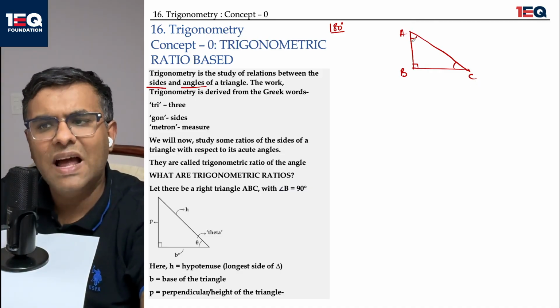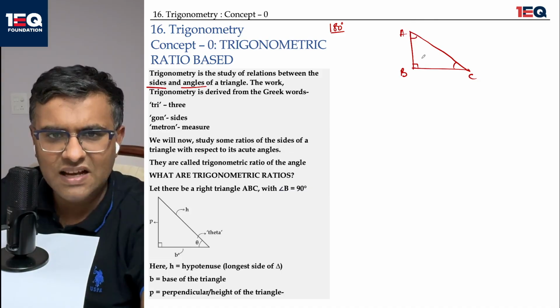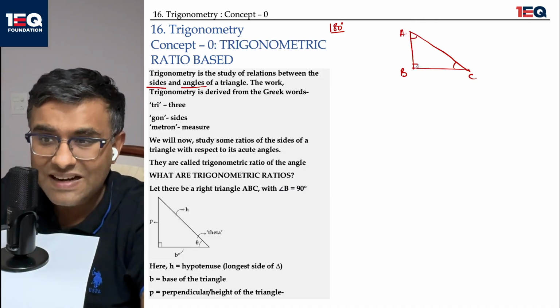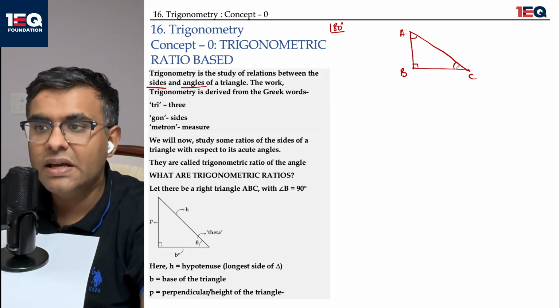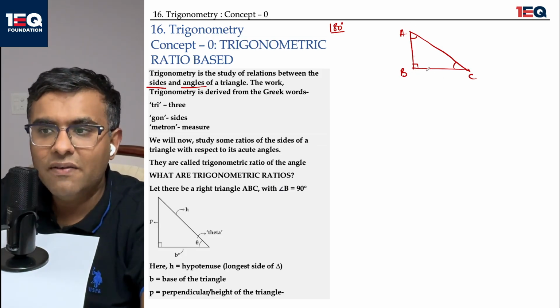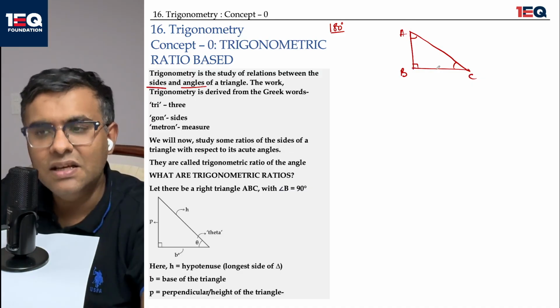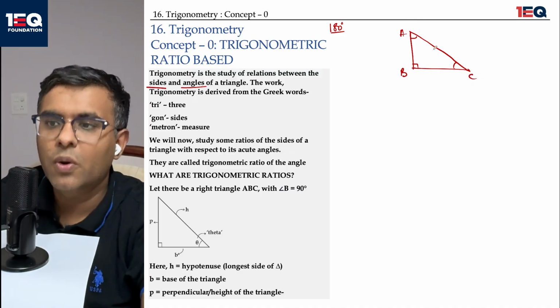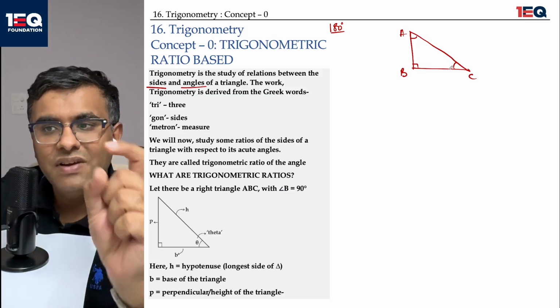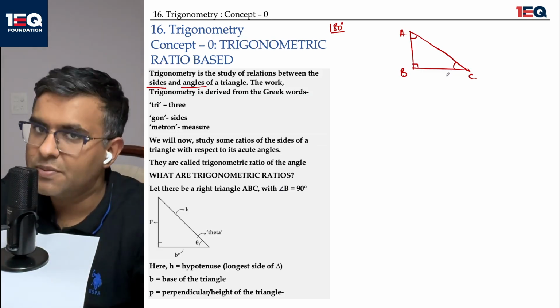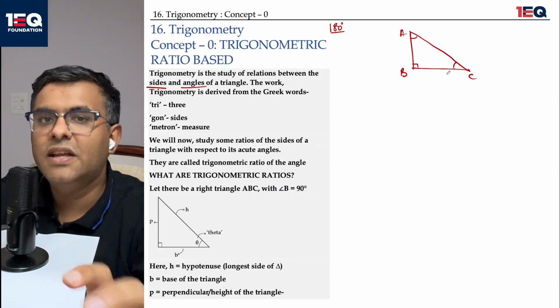We can call this one angle A, for simplicity. Or if you need a complete name for this angle, it is angle BAC. Similarly, the complete name for angle C is BCA. So we need not use the notation multiple times. That is why we give names to angles.